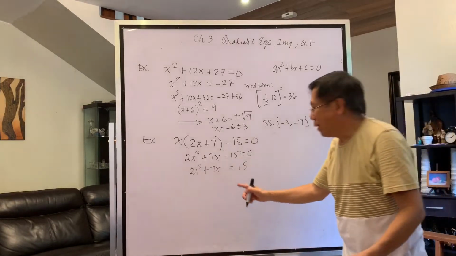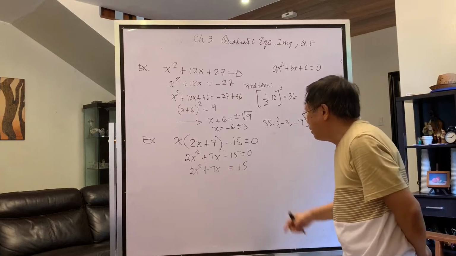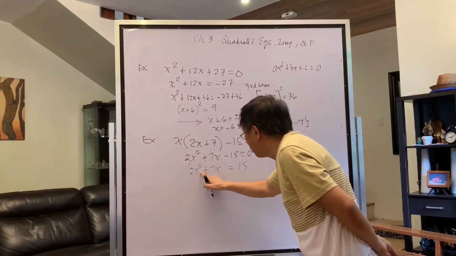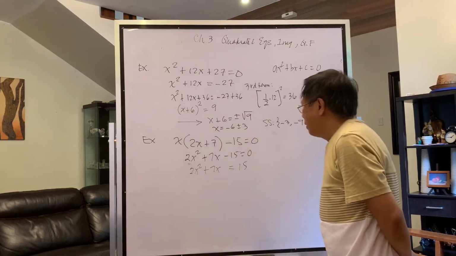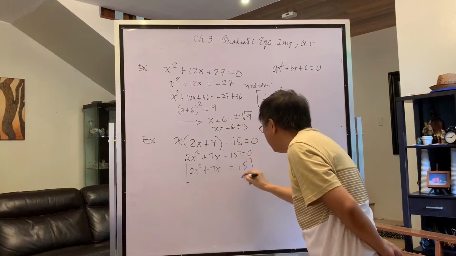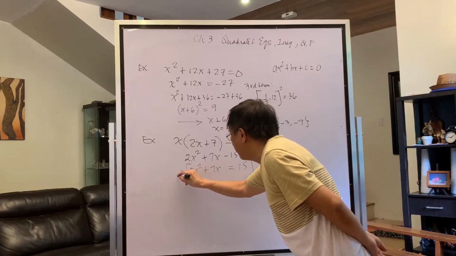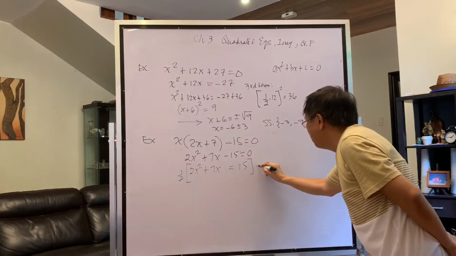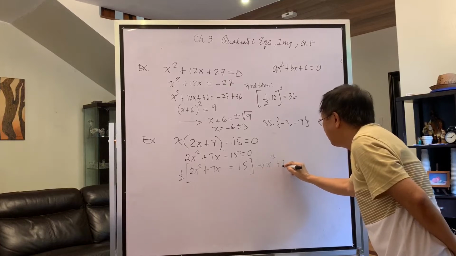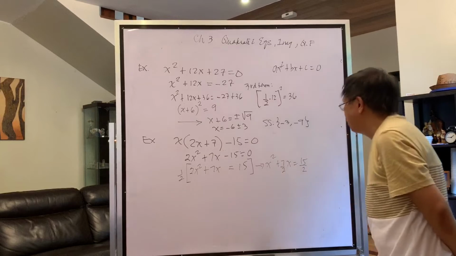Are we ready to take the third term? No. The steps we enumerated ahead say the coefficient of the squared term should be equal to 1. That's for convenience. So therefore, we are going to use the multiplication property of equality and multiply the whole equation by the reciprocal of 2, which is 1/2, and we arrive at x squared plus 7 over 2 x equals 15 over 2.